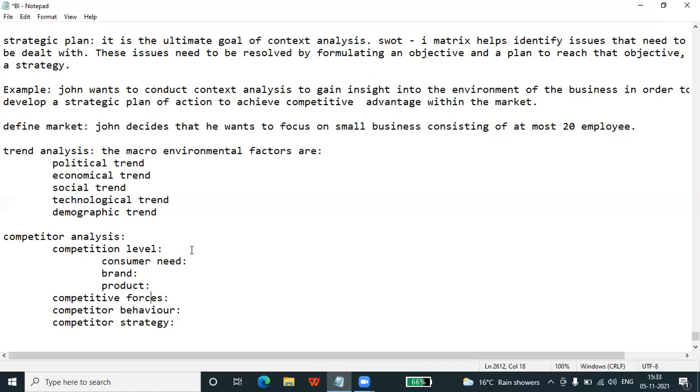Then the competitive forces that can affect Alex Systems are bargaining power of the buyers, threat of new entries, power of competition.